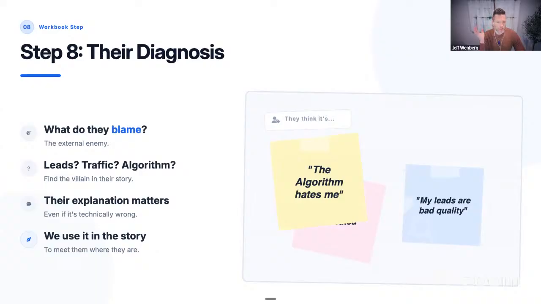Who is the enemy they're blaming? Is it leads, traffic, the algorithm? We want to find that thing that they keep pointing at, like, oh, if I could just fix that thing, that's the reason. So that really helps us connect with where they're at. And it's just another data point we can use to show that we understand their situation. Okay, so I'll give you about a minute to look through that or write that down.